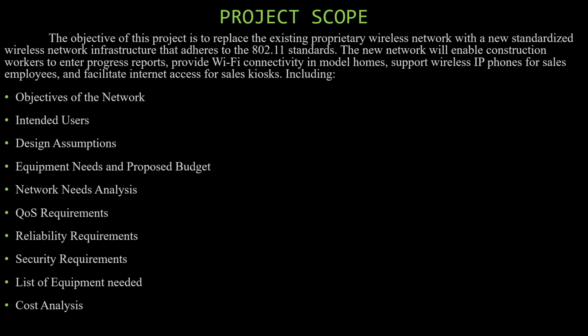The new network will enable construction workers to enter progress reports, provide Wi-Fi connectivity in modular homes, support wireless IP phones for sales employees, and facilitate internet access for sales kiosks. We will be discussing the objectives of the network, intended users, design assumptions, equipment needs and proposed budget, network needs analysis, QoS requirements, reliability requirements, security requirements, list of equipment, and cost analysis.